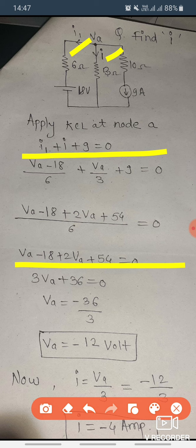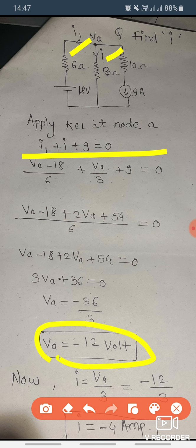Then after solving the equation I get the value for VA. Okay, I get the value as minus 12 volt, right? From that VA value, since by applying the nodal voltage we took the value of I as VA by 3, the same concept I used over here. I is nothing but VA by 3, and here I get VA. So after putting the value I get I as minus 4 ampere.